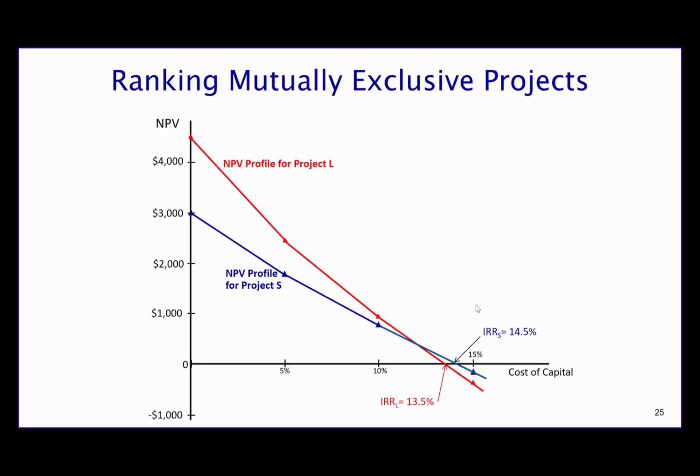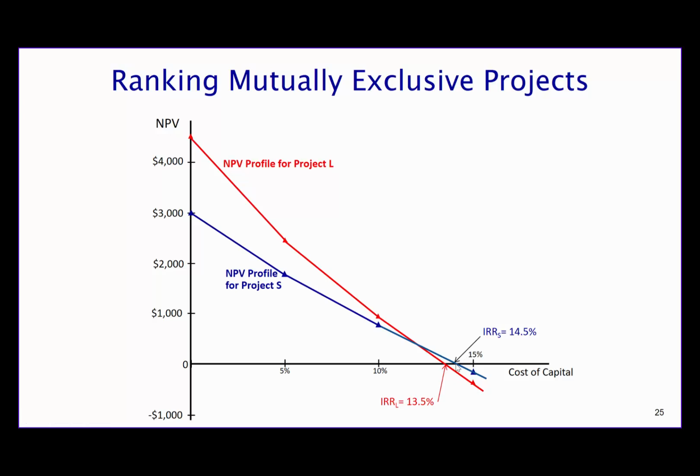But what if the projects are mutually exclusive? And we're going to see the conflict that we saw at the end of the last video. At a cost of capital of 10%, project L has the higher NPV. I believe that was $942 versus $788. But project S has the higher IRR. See the conflict? L has the higher NPV, S has the higher IRR. So you get a conflict between the two methods.